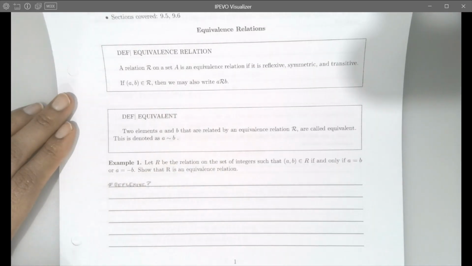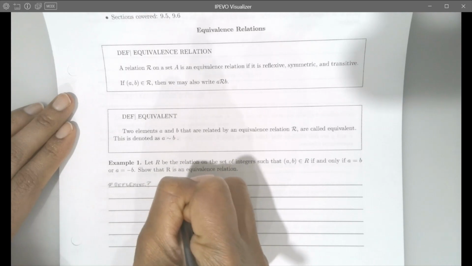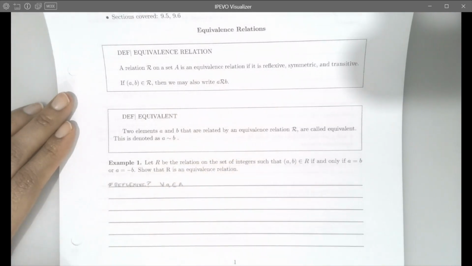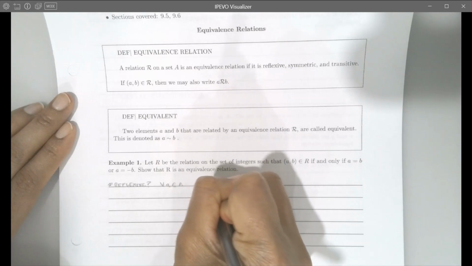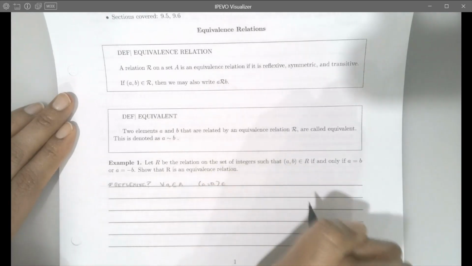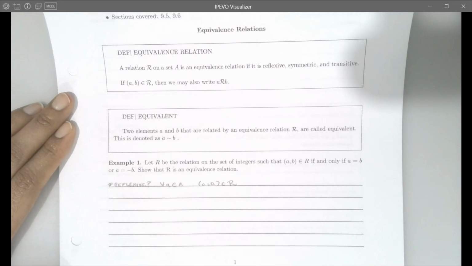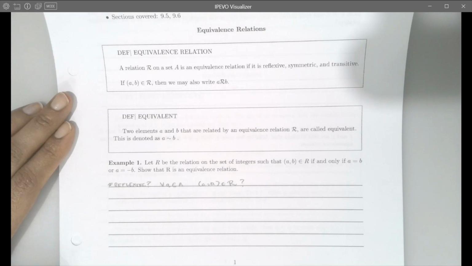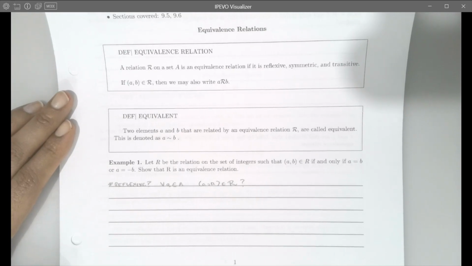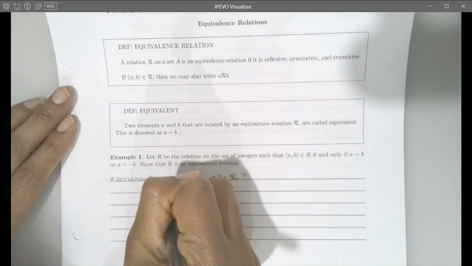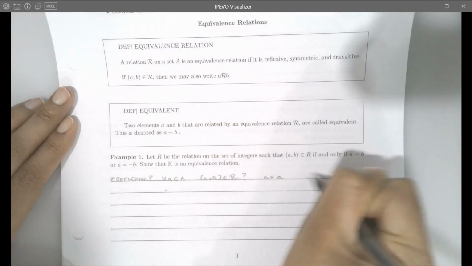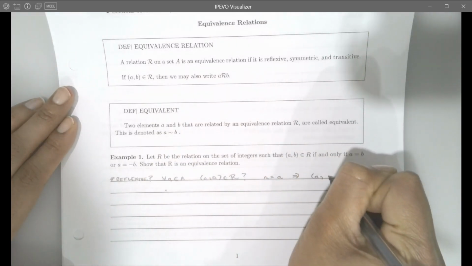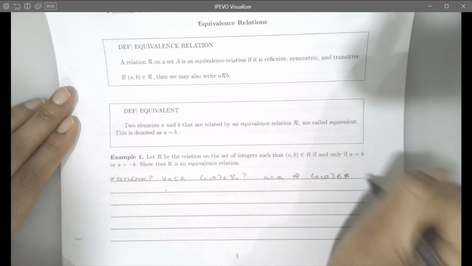To determine whether or not it's reflexive, remember that for every element a of the domain, there needs to be the element (a, a) in the relation R. So this is the question: for every element in the domain, is (a, a) in the relation? Well, a equals itself, so that means that (a, a) will be part of the relation. So it is reflexive.